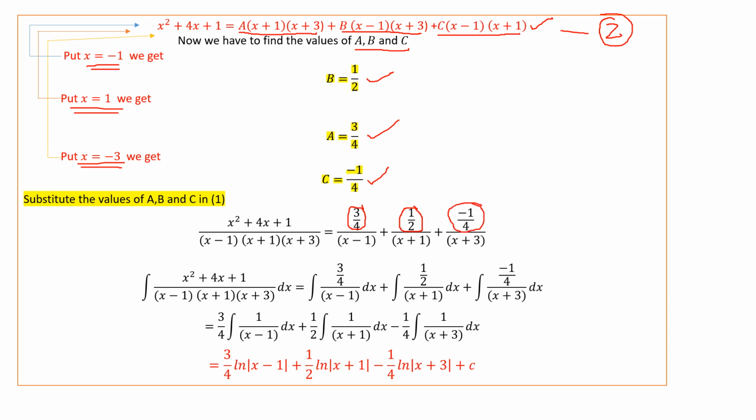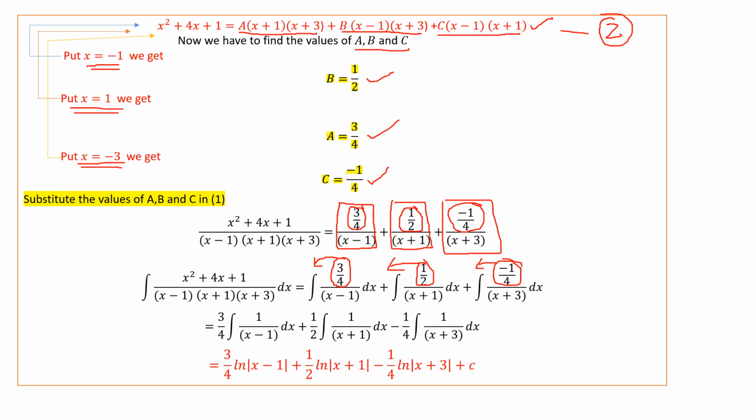In the last step, we have to integrate every term with respect to x: first term, second term, third term. Before integration, take the constants outside. From this, take 3/4 outside. From this, take 1/2 outside. From the last term, take −1/4 outside.